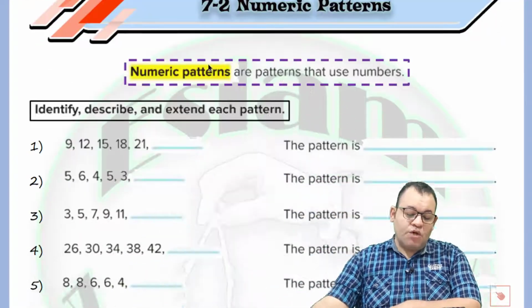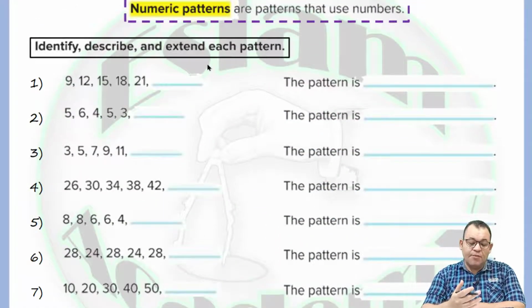So in question number 1, we need to identify and describe the pattern that we have and define the next term. We have here 9 becomes 12, after that 15, 18, 21. You will find that each time the number is increased. Once you find that the pattern is increased, it means now you add or multiply. We can check at first for addition.